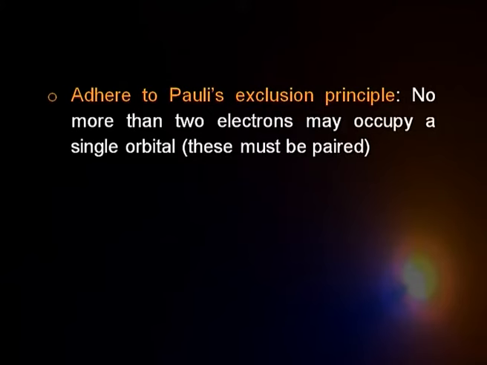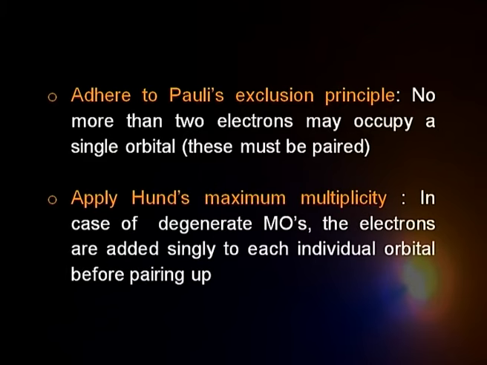And in this process of accommodating electrons into these molecular orbitals, we have to follow two basic principles. First one is that we have to adhere to Pauli's exclusion principle, which says that no more than 2 electrons can occupy a given orbital, and of course, the spins of these 2 electrons must be paired. So, that is the first requirement. And secondly, we must ensure that Hund's rule of maximum multiplicity also is followed.